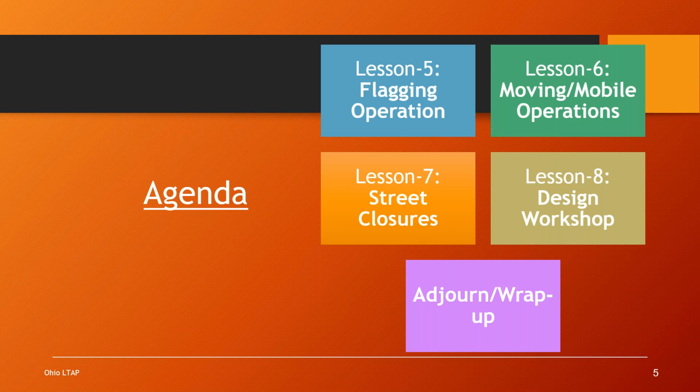And then next week, we'll begin the flagging operation session and moving and mobile operation sections, and we'll end up the final day probably talking about mobile and then street closures. And then we'll have our design workshop where we look at everything that you've learned, and give you some exercises, and see if you can figure out how to design work zones for several different situations on different types of roadways, from 2-lane rural roads all the way up to even a freeway.